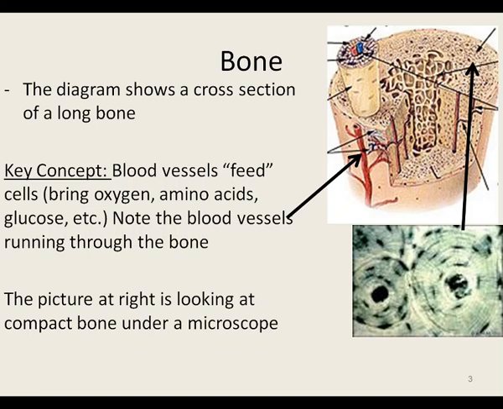So a key concept, blood vessels feed the cells. They bring oxygen, amino acids, and glucose. The bone is living tissue. There are living cells inside of bone. It's active tissue. All right, and then the picture at the right is looking at compact bone under a microscope. I already mentioned that this is an osteon, but we will talk more about that on the next slide.